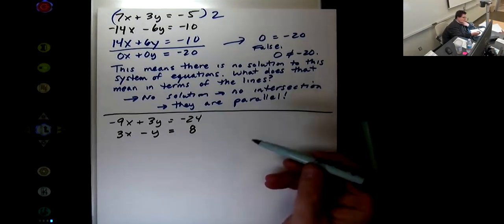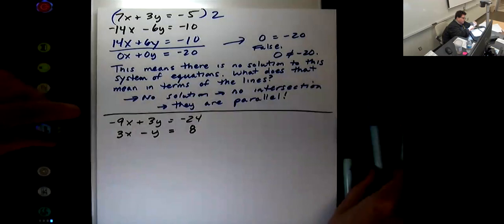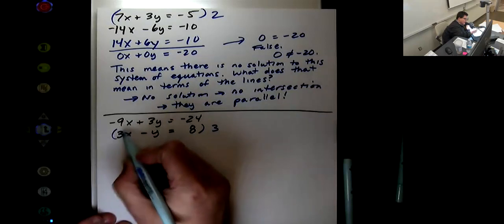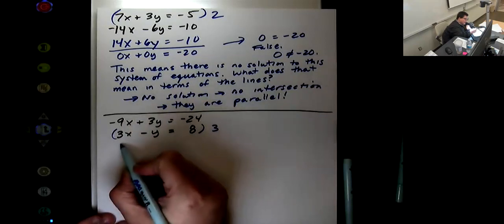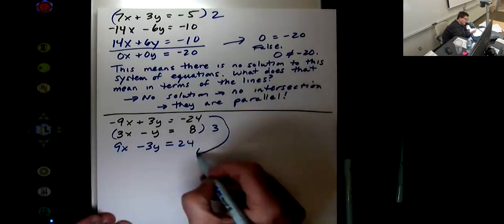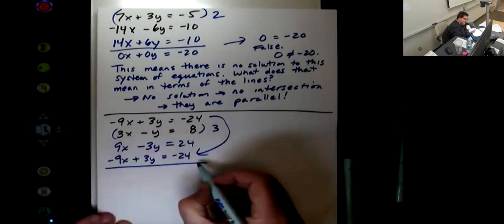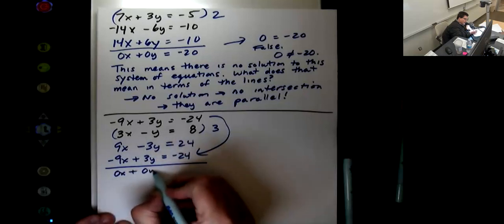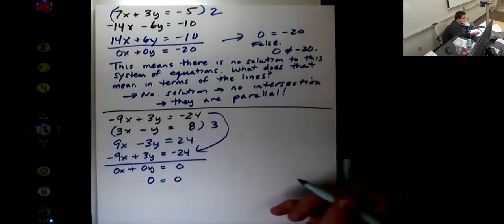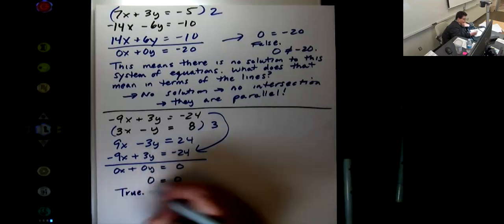All right, so if we do this one, I multiply by 3, because I see that 3x times 3 will give me a 9x. So I have 9x minus 3y equals 24. And I'll bring this line down underneath it so that I can add them together pretty easily. And I add, and I get 0 equals 0, which is true. That's a fact, Jack.